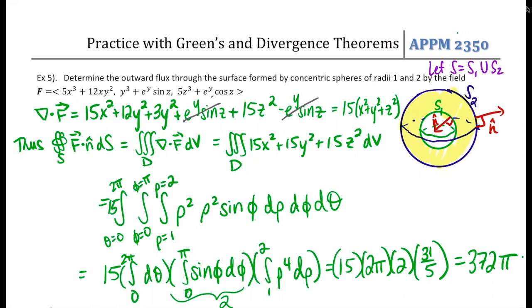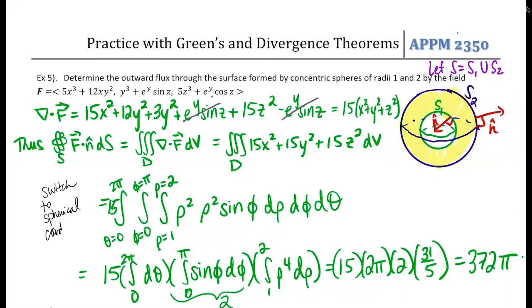Rather than doing two different surface integrals over the outer sphere and the inner sphere, it's going to be a lot easier to use the divergence theorem. So notice here when we find the divergence, we get 15x squared plus 15y squared plus 15z squared, and we're integrating over this region in between these two spheres. So it's really screaming for us to do a coordinate change and switch to spherical coordinates.